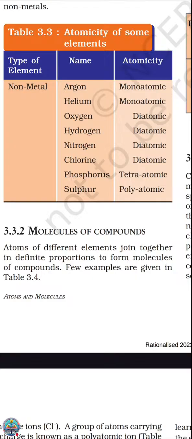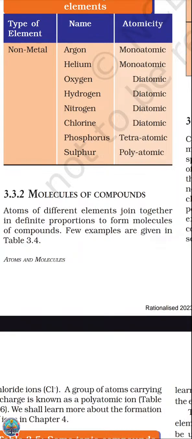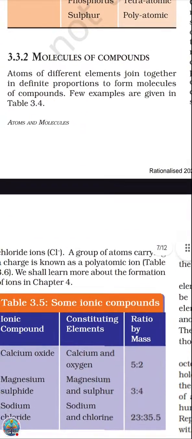So we call it monoatomic. If there are two, we call it diatomic. Like oxygen, we represent by the formula O2. So it is a diatomic molecule. Then in the same way, hydrogen, H2, diatomic in nature. Nitrogen, N2, diatomic in nature. Chlorine, Cl2, diatomic in nature. Phosphorus, P4, tetraatomic. Sulfur, S8. So it is polyatomic.